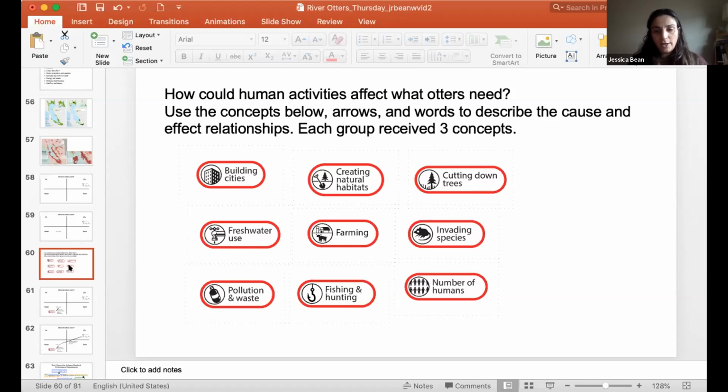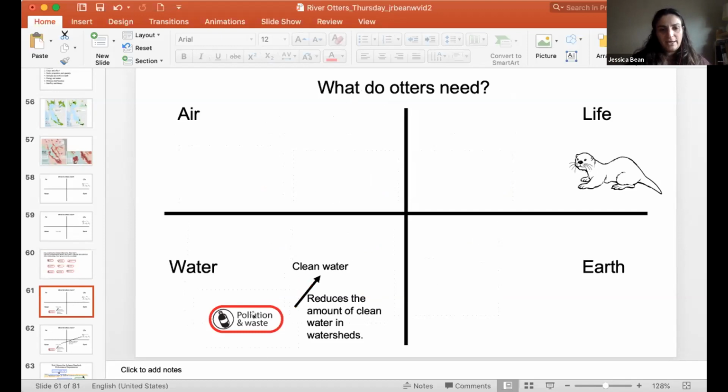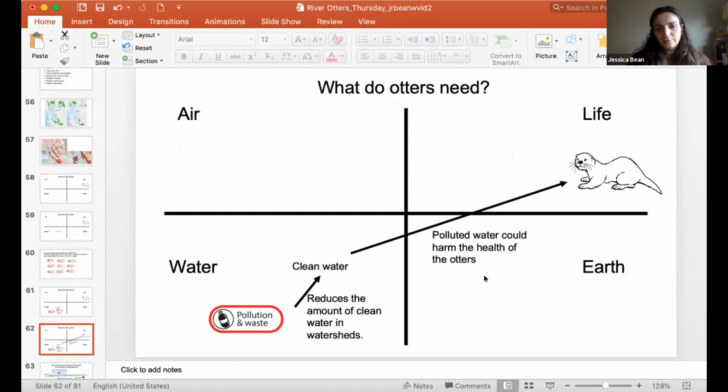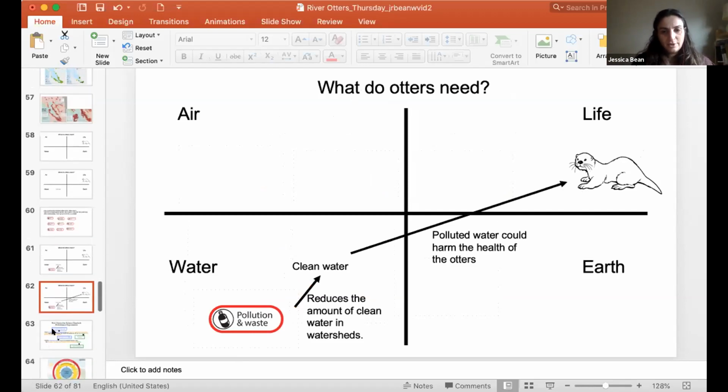And it might be more than one, right? And so again, just as an example, I'm thinking that if pollution and waste enters our watershed, that will affect the clean water and maybe reduce the amount of clean water in the watersheds. And then ultimately that could harm the health of the otters, right? Coming back to the effect on our river otters. So that's an example. So I'd like you to build out some examples in your groups.